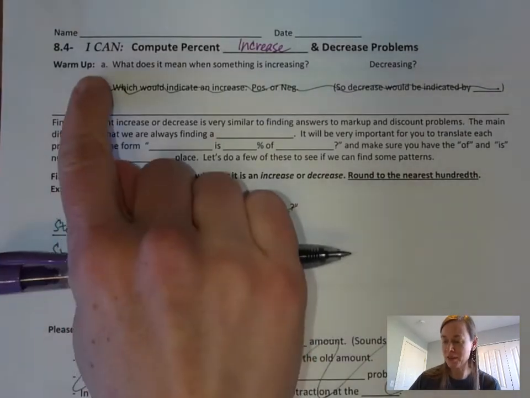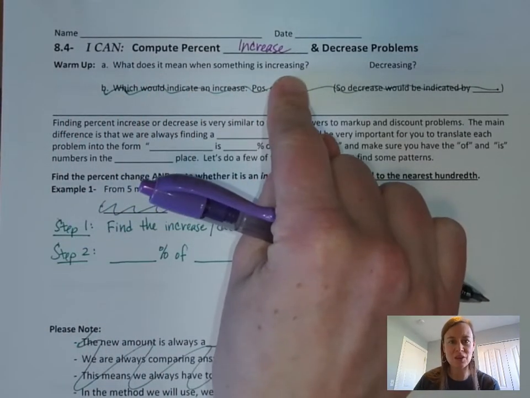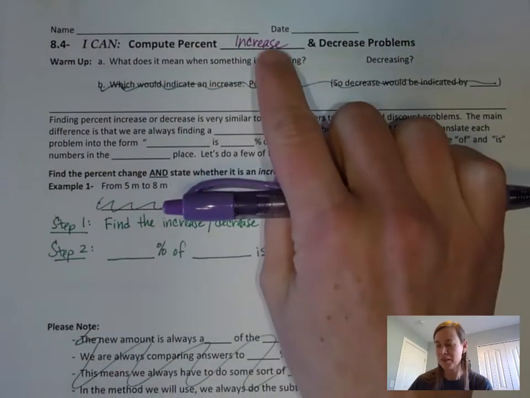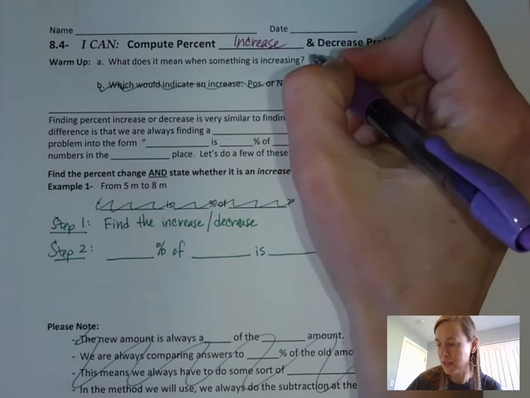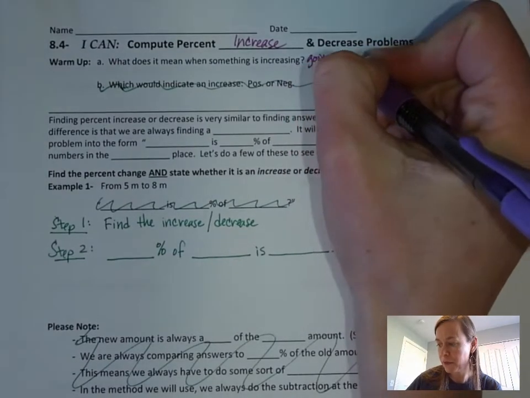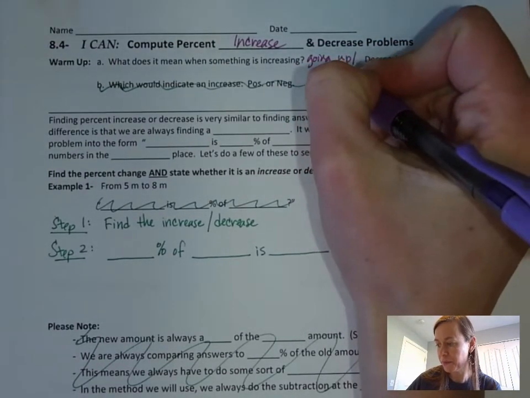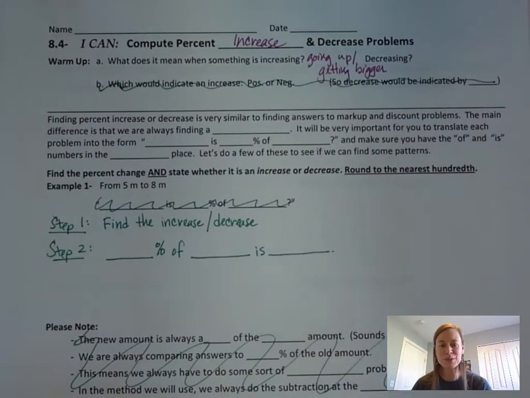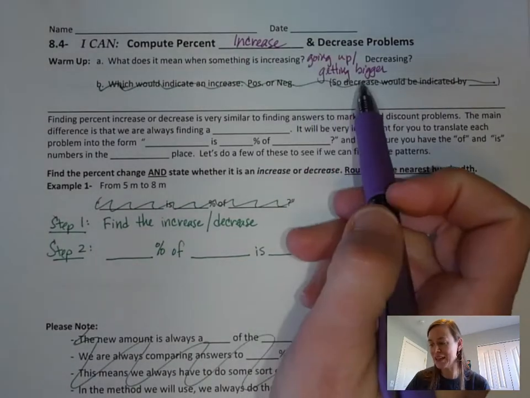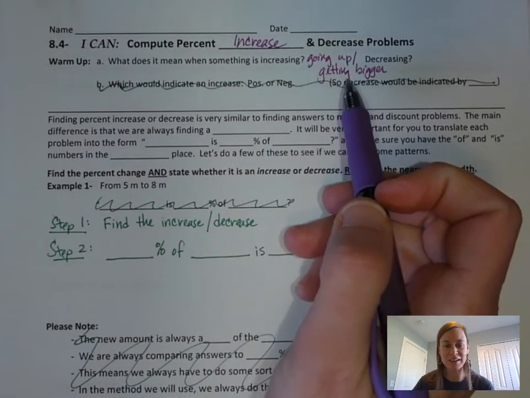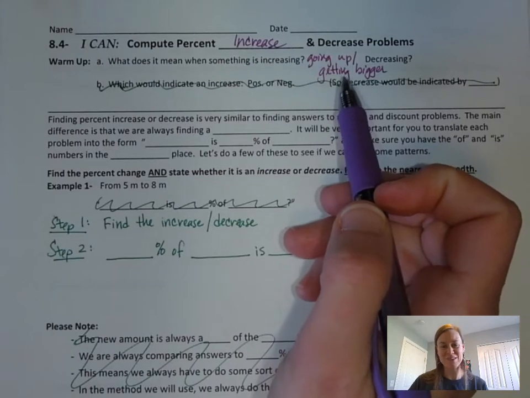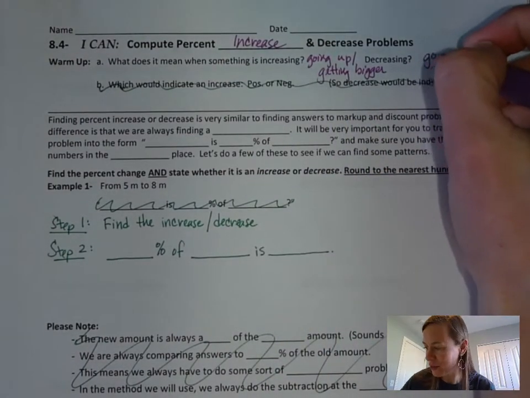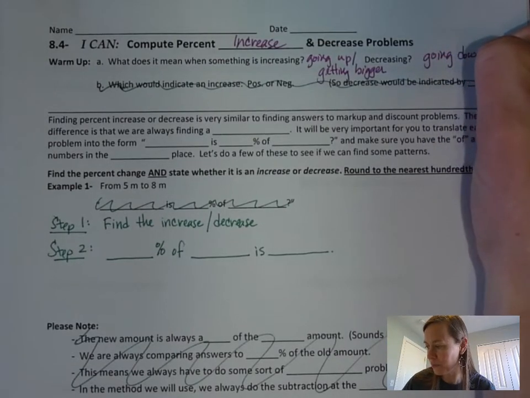First, in our warm-up, let's talk about this. What does it mean when something is increasing? And what does it mean when something is decreasing? Those two are opposites, right? So when something is increasing, that means it's going up. Or you could say it's getting bigger. So like if the temperature is increasing, the numbers are going up, it's getting warmer. Or if the population is increasing, it's getting bigger, there's more people. Or if your grade is increasing, you're getting a better and better grade. Decreasing is the opposite. That's going to be going down or getting smaller.